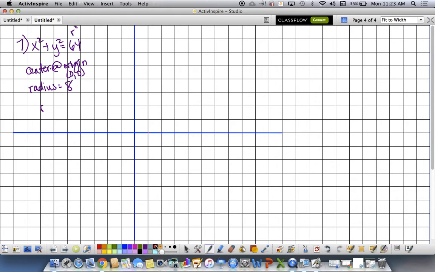So I'm going out 1, 2, 3, 4, 5, 6, 7, 8. Labels are key. 1, 2, 3, 4, 5, 6, 7, 8. There's 8 there. Here's negative 8. And then down. 1, 2, 3, 4, 5, 6, 7, 8. Negative 8 there. And our circle should hit.